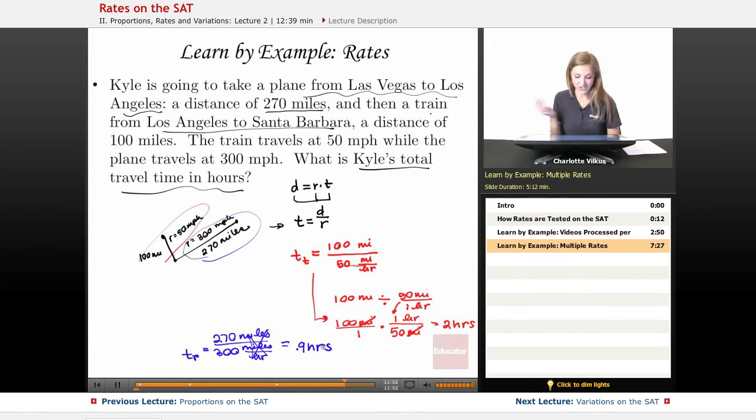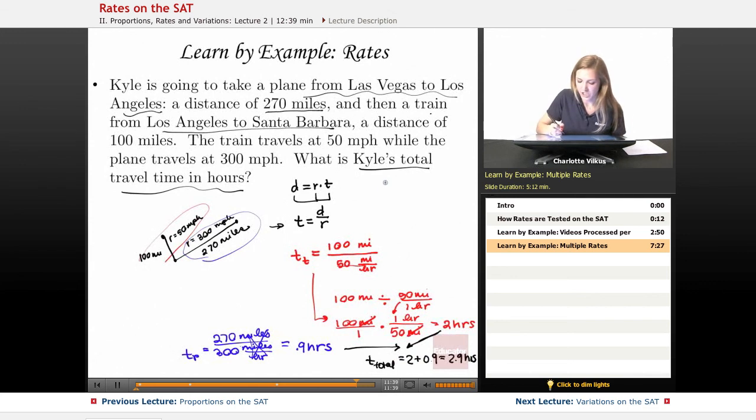So because he's going so much faster in the plane, it's going to take him a lot less time to go this long distance than it is going to be to go the shorter distance between Los Angeles and Santa Barbara. But his total time is just going to be the addition of these two. So my answer here, once I'm done solving, is going to be that time total equals 2 plus 0.9, or 2.9 hours.